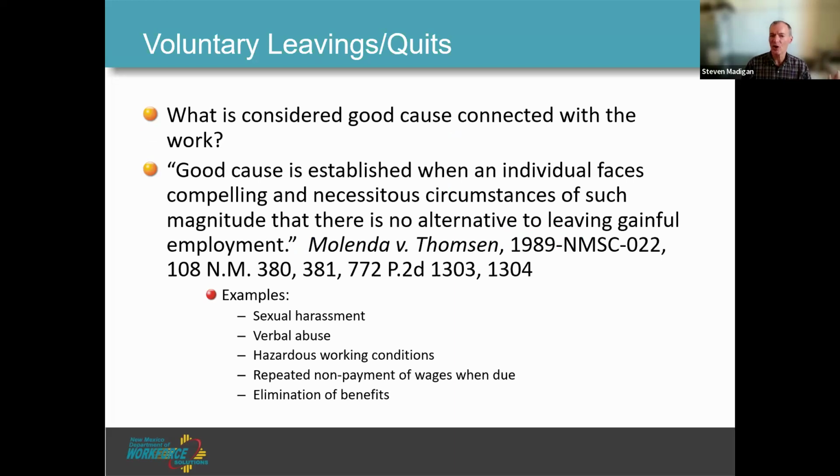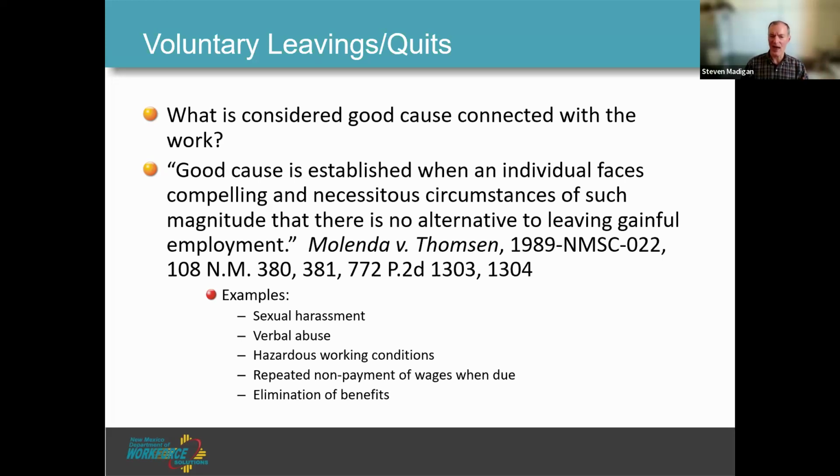So what is considered good cause connected with the work? So here's a court case. We are bound by case law. I don't know if this was the New Mexico State Supreme Court, but it established this definition, which is saying that good cause is established when an individual faces compelling and necessitous circumstances of such magnitude that there is no alternative to leaving gainful employment. So that's part of the guidance that we have.